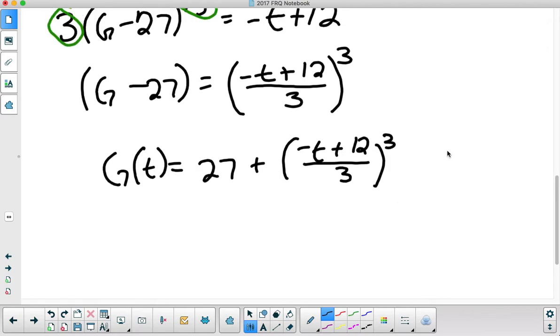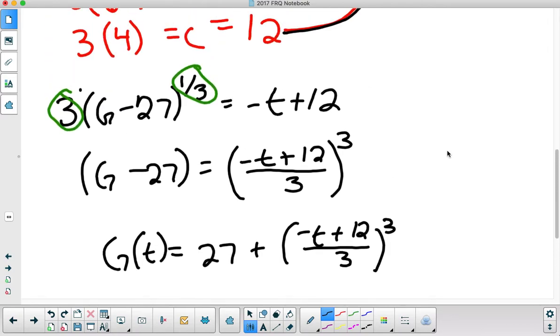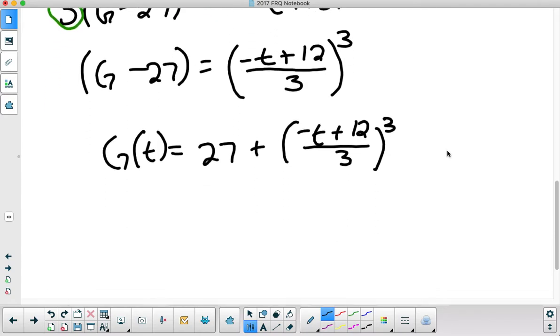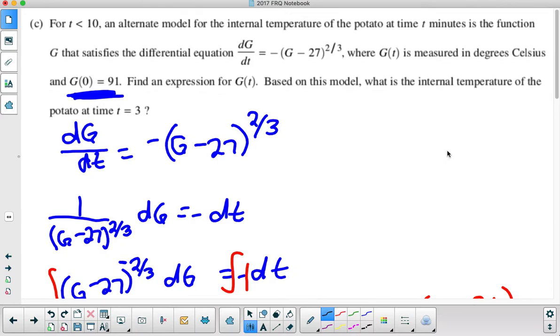Hopefully you guys could follow all that, and you can pause it and go back to any of those steps that you're not sure about. So that's just getting our function for G of T. That's just this part right here where it says find an expression for G of T. We didn't even do the second part: based on this model, what's the internal temperature of the potato at T equals 3?